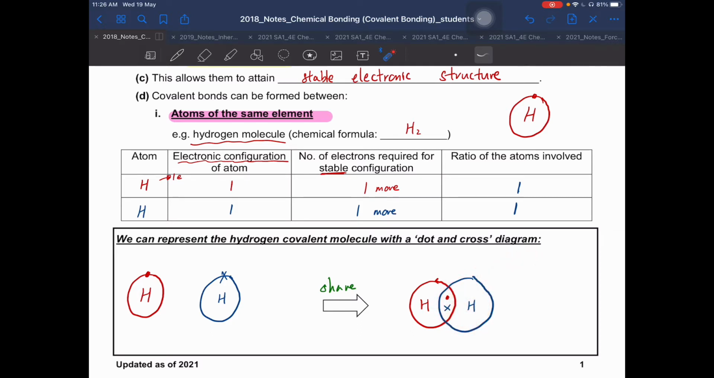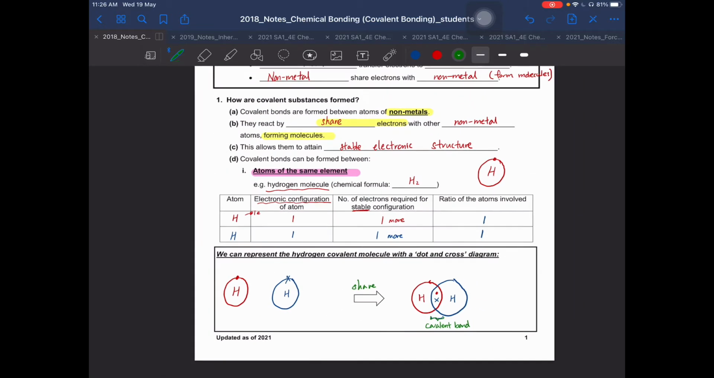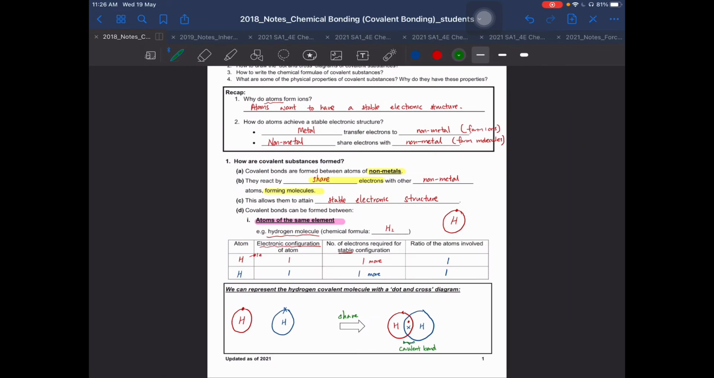So sharing allows non-metals to achieve what we call the stable electronic structure without needing to lose or gain electrons. This is because non-metals and non-metals, when they come together, they will neither lose nor gain. In fact, they will share. So this entire concept is what we call covalent bond. And that means over here, what is being formed is actually a covalent bond. Right? So we learned in the previous chapter there's something called ionic bond. This is actually what we call covalent bond. Let's take a look at a few more examples and see if we can get a hang of it.